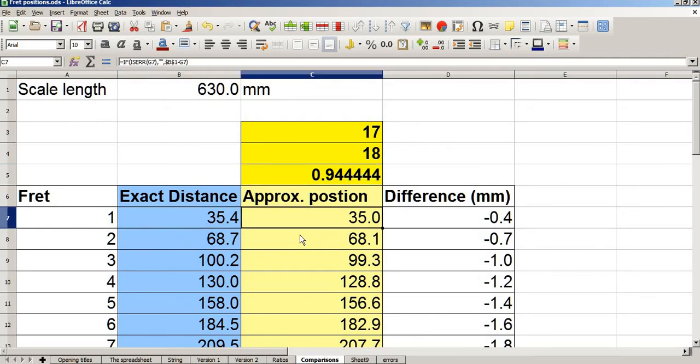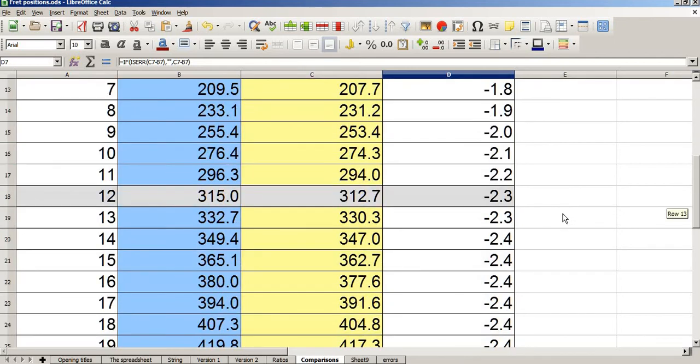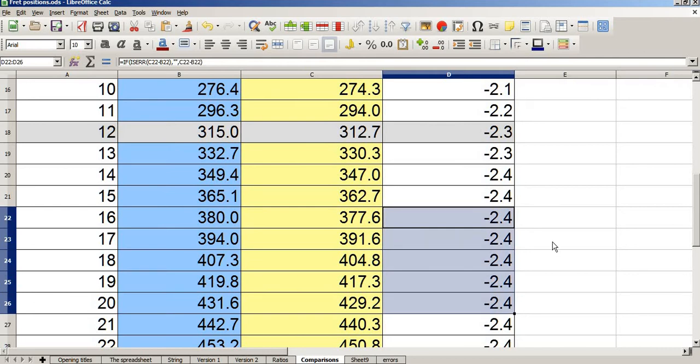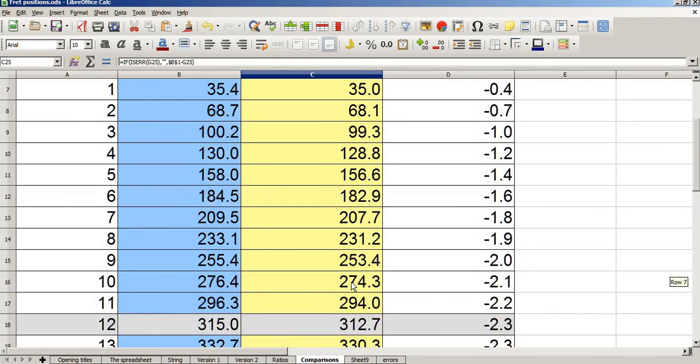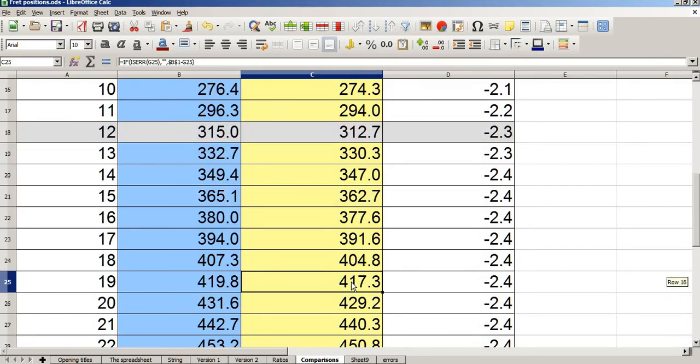As you can see, 35.4 millimeters is the exact location, 35 millimeters is the approximate location based on this ratio, so it's about 0.4 millimeters different, which doesn't look too bad. But as you move down the fingerboard, you start to see anything up to 2.4 millimeters difference. In other words, this fret here is going to be 2.4 millimeters further back than it should be, so the playing length of the string will be 2.4 millimeters longer than it should be. And that will be quite audible if you happen to be playing with other people.